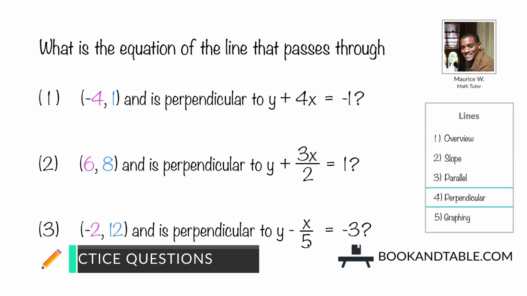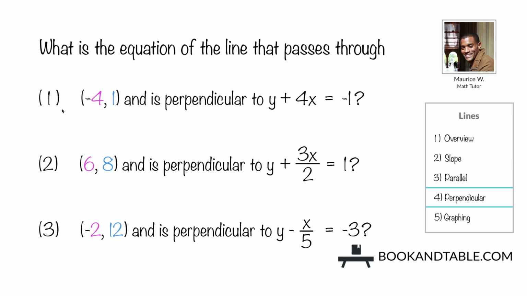Let's now have you try a few practice questions. Question number 1. What is the equation of the line that passes through -4, 1 and is perpendicular to y plus 4x is equal to -1? Question number 2. What is the equation of the line that passes through 6, 8 and is perpendicular to y plus 3x over 2 is equal to 1?